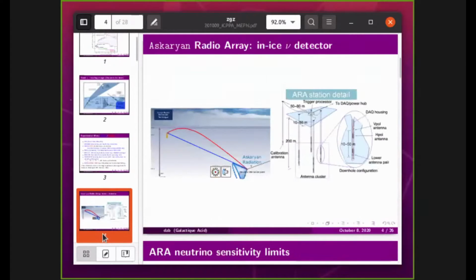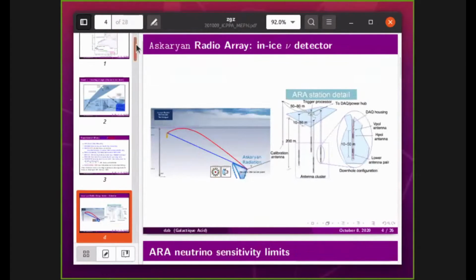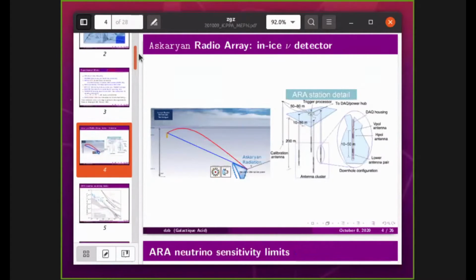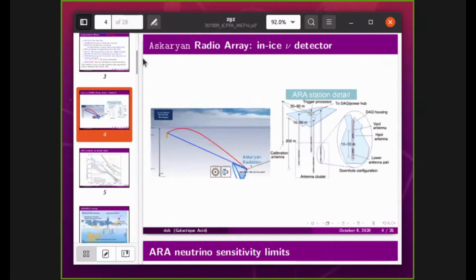Okay, so the Askaryan Radio Array is the first of the in-ice experiments that I'm going to quickly mention. The idea again is that you have a neutrino, it interacts in ice, and in principle, in fact, there are two possible ray solutions that will propagate from the source to your receiver. There's a so-called direct solution, and there's also a refracted solution.